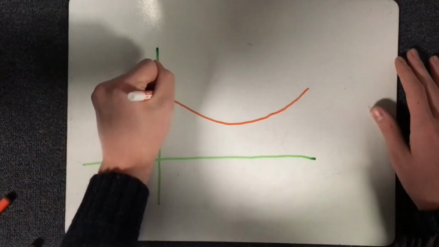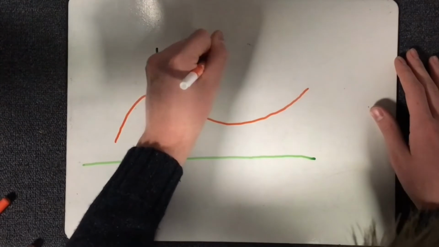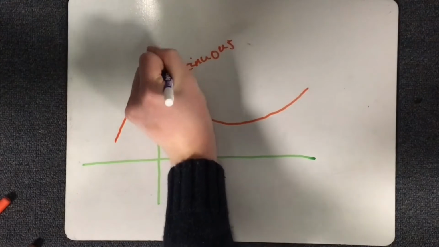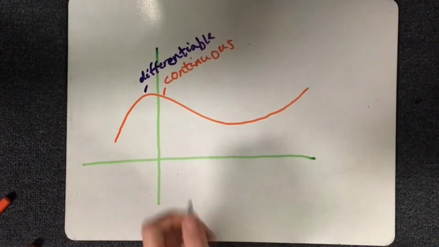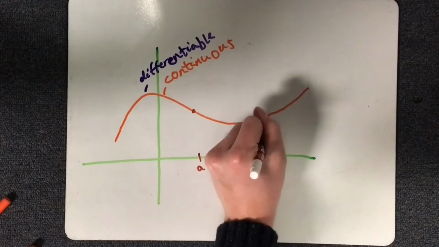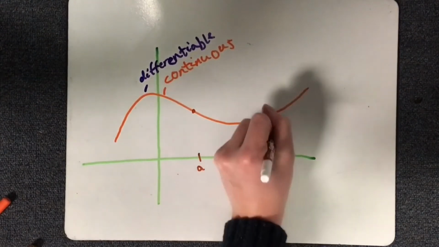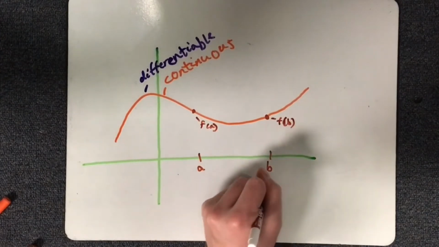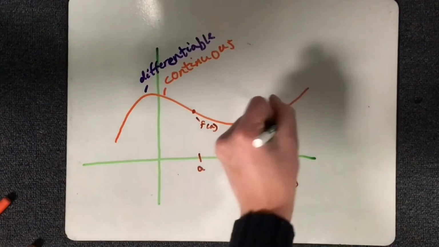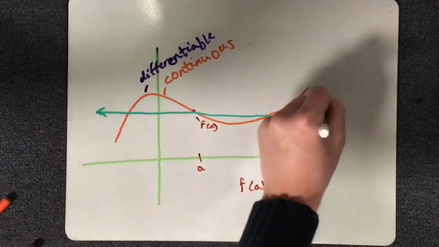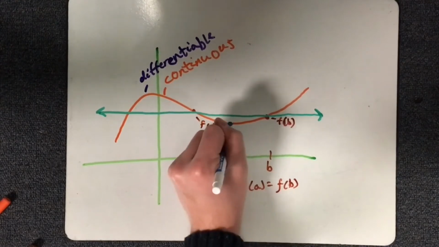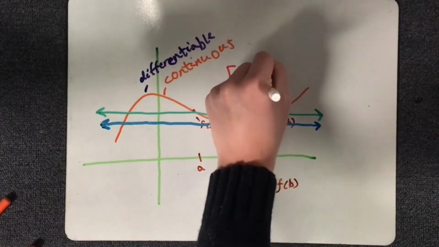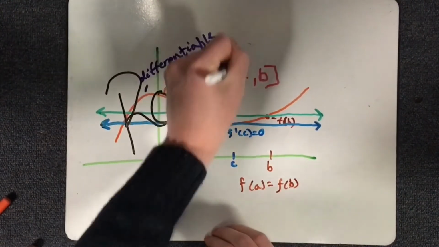So basically, for Rolle's theorem to apply, the function f must be continuous on the closed interval a to b, and must be differentiable on the open interval a to b, and f of a must equal f of b. So if it's continuous, differentiable, and f of a equals f of b, then there's at least one number c in a to b such that f prime of c equals 0, and there is a flat tangent line at the point c comma f of c. And that's Rolle's theorem.